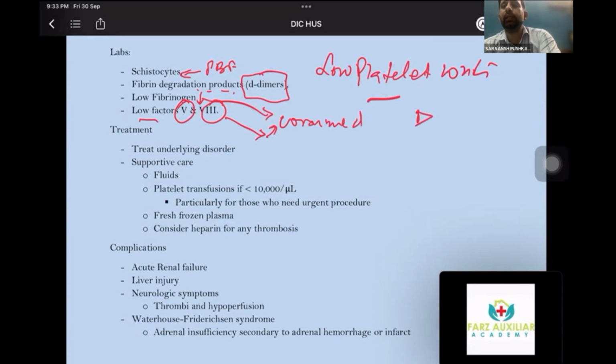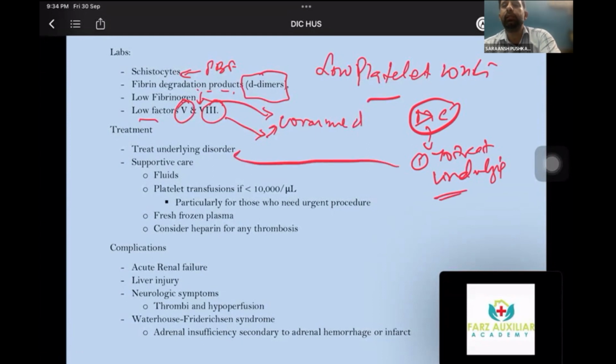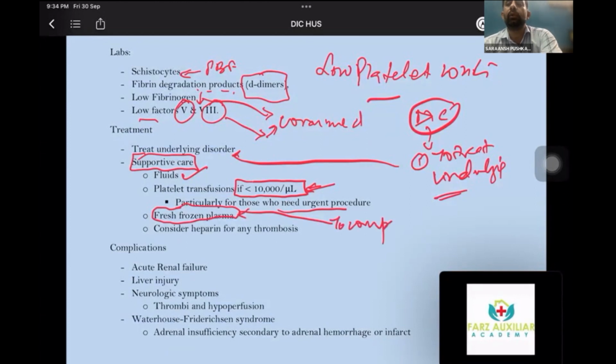How do you treat DIC? Basically, the number one rule is to treat the underlying disorder. Then, of course, you will have to provide excellent supportive care with IV fluids, platelet transfusions if the diagnosis is DIC and the platelet count is less than 10,000, particularly for those who need an urgent procedure. Fresh frozen plasma is given to compensate for the lost coagulation proteins. Now, heparin can be considered for any thrombosis.